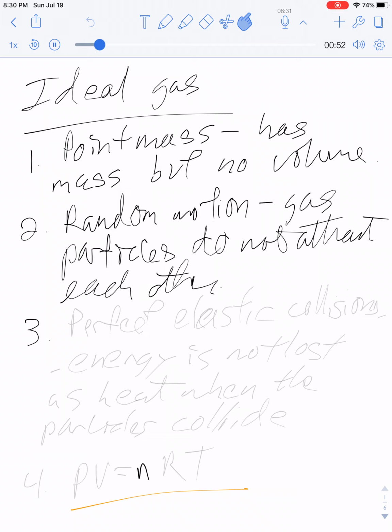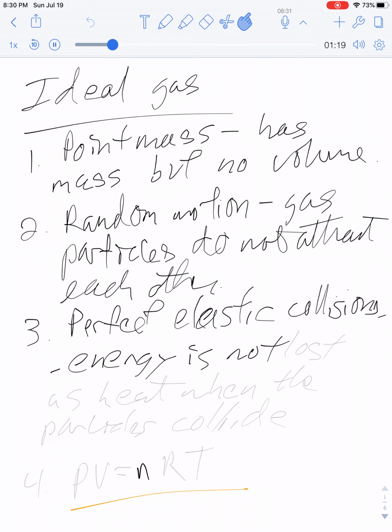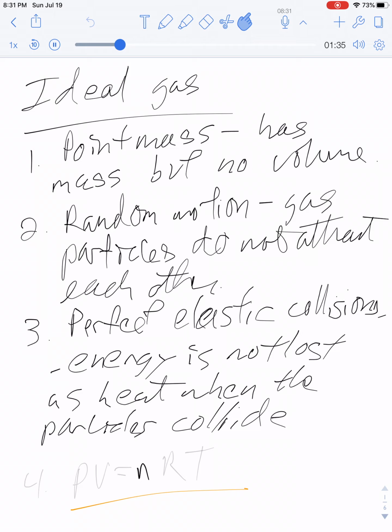And the third principle of the ideal gas is perfect elastic collisions. In other words, when gas particles collide, energy and momentum is conserved. Or you could say energy is not lost as heat when the particles collide. Normally when two things hit, there's friction. When your hands hit each other, there's friction, and energy is transferred from kinetic energy into thermal energy. Okay?